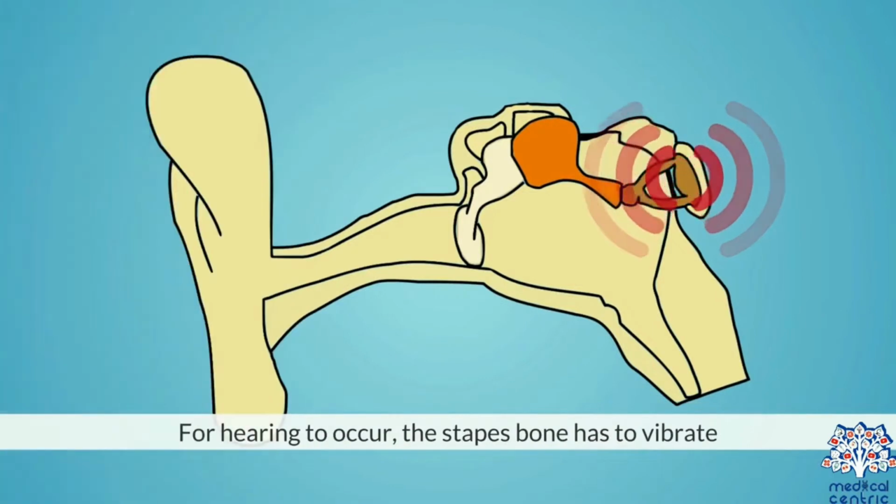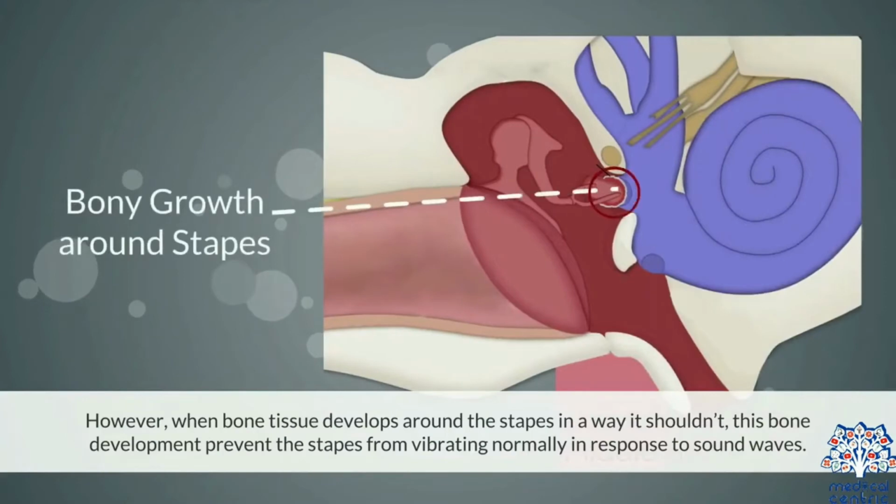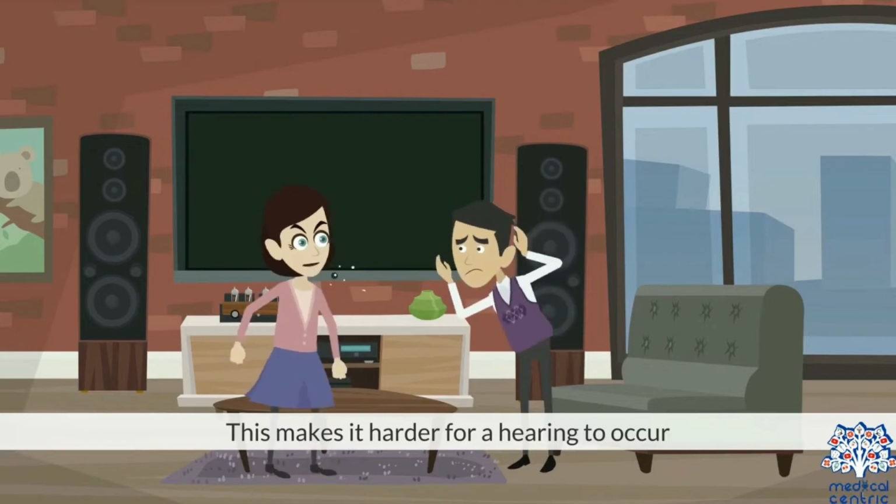For hearing to occur, the stapes bone has to vibrate. However, when bone tissue develops around the stapes in a way it shouldn't, this bone development prevents the stapes from vibrating normally in response to sound waves. In the absence of the vibration, sound cannot travel from the middle ear to the inner ear. This makes it harder for hearing to occur.